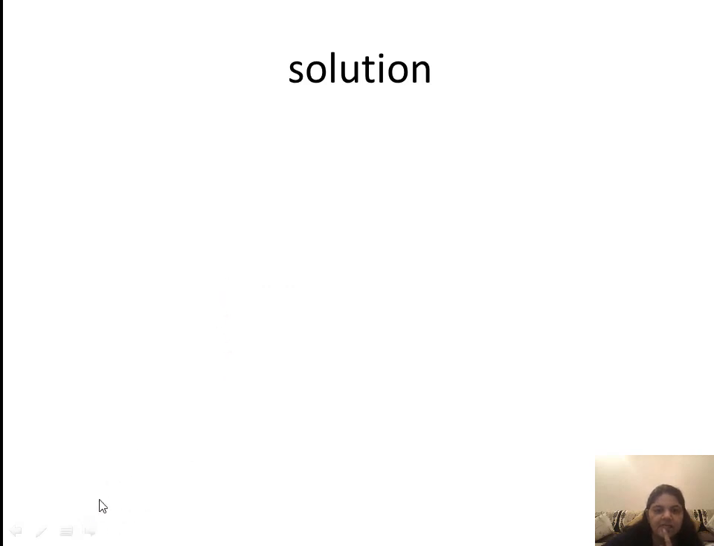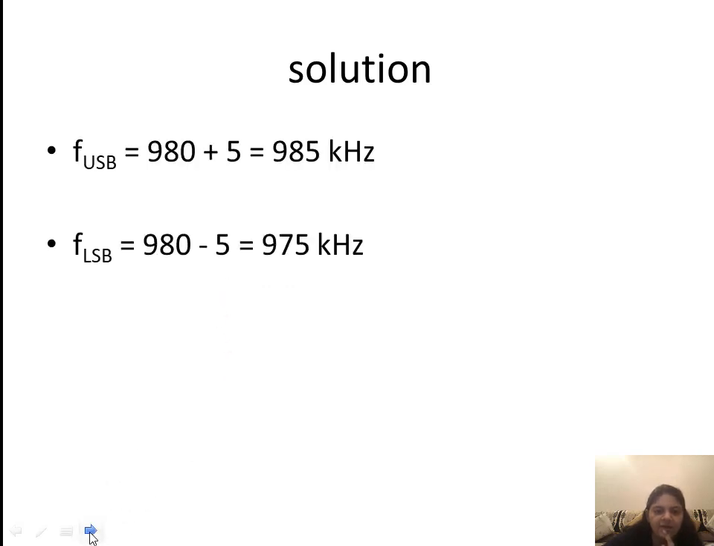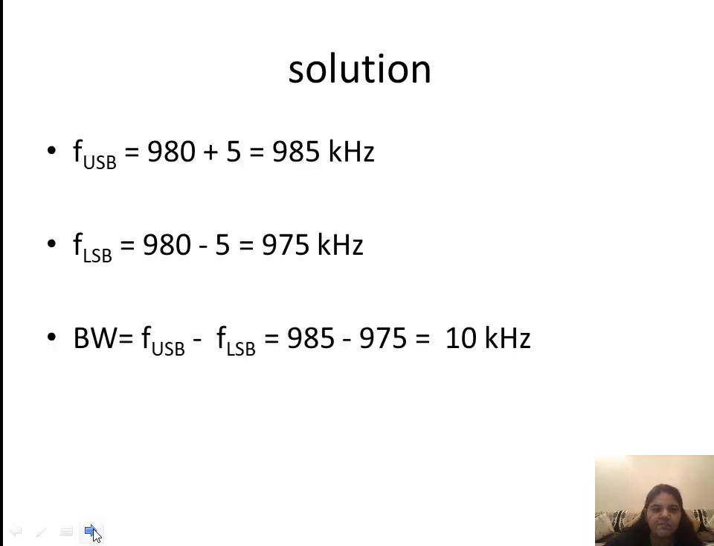LSB, the lower sideband, is FC minus FM. So 980 minus 5 is equal to 975 kilohertz. How can we find the bandwidth? Upper sideband frequency minus lower sideband frequency. So 985 minus 975 is 10 kilohertz.